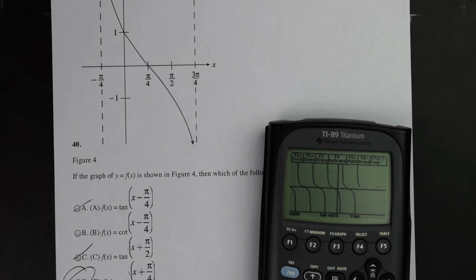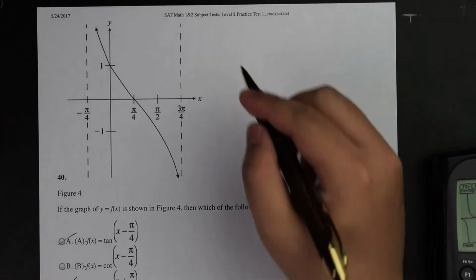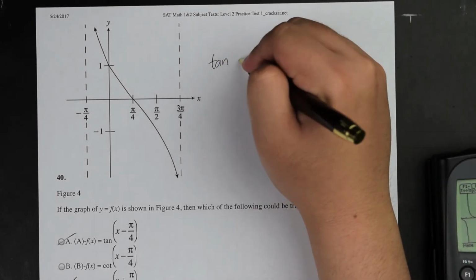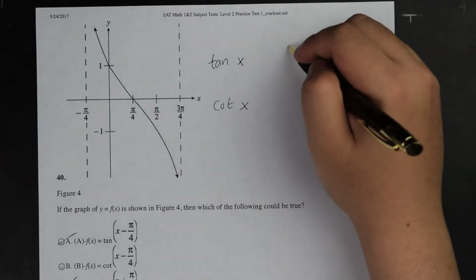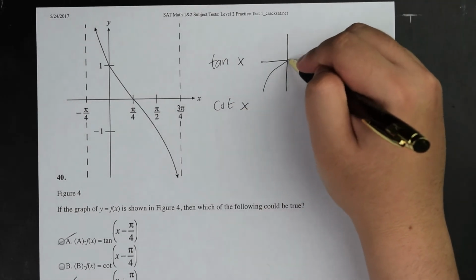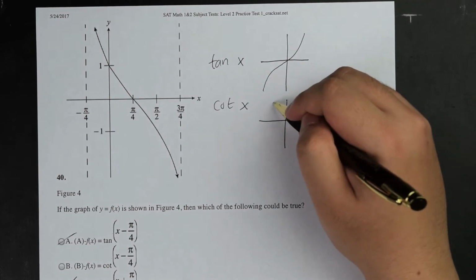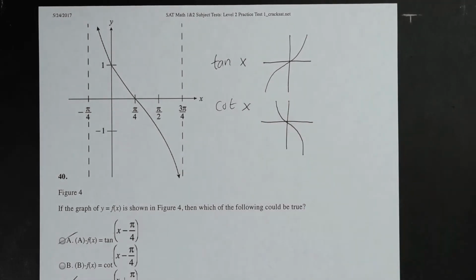So for number 40, the first thing that will help you be able to answer this question is to be familiar with the appearance of a cotangent and a tangent graph. When we're comparing a tangent x graph versus a cotangent x graph, the tangent graph will always sort of look something like this, while cotangent will be sort of like the inverse version, or the opposite version where it flips around.